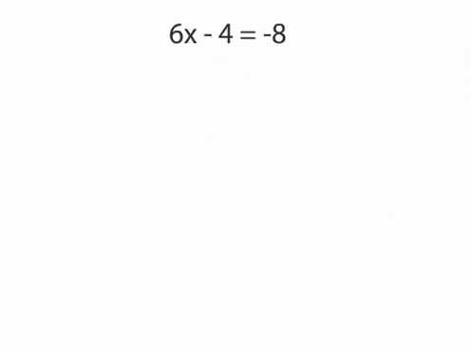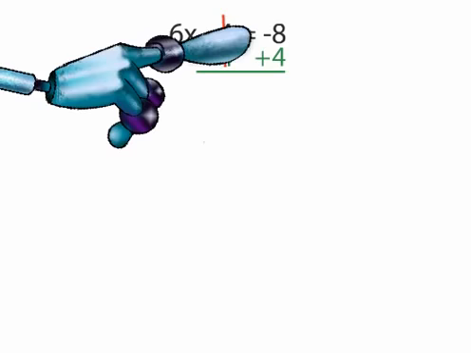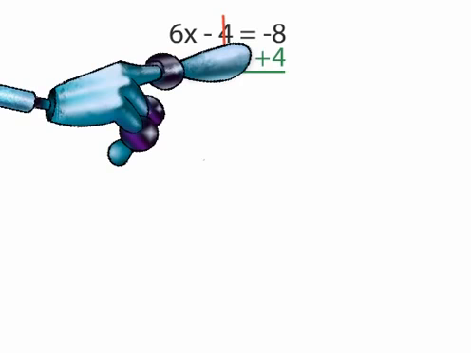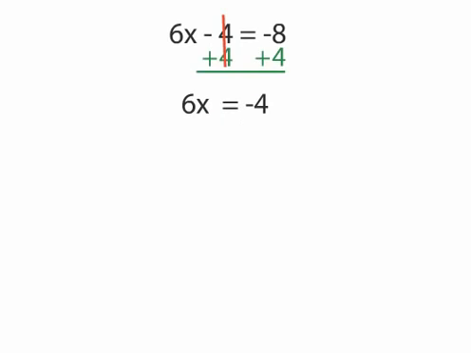In the third equation, we have 6x minus 4 equals negative 8. Again, we want to isolate the x on one side, so let's get rid of the negative 4 by adding 4 to both sides. The two 4's cancel out. On the other side, negative 8 plus 4 equals negative 4. We are left with 6x equals negative 4.